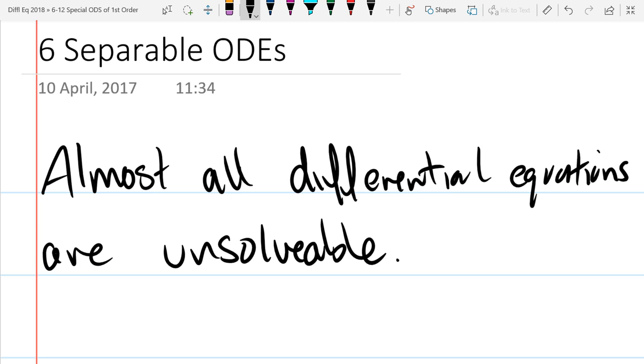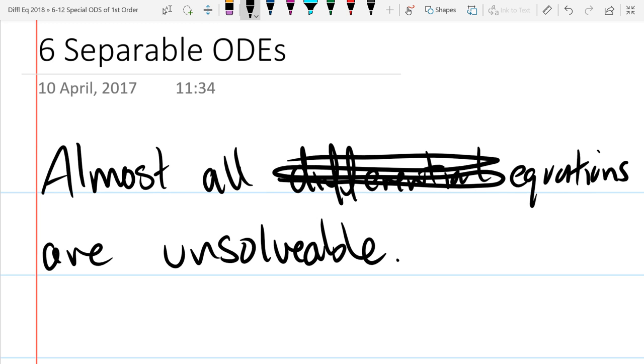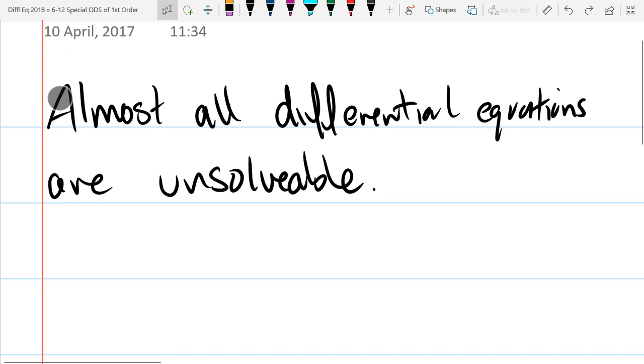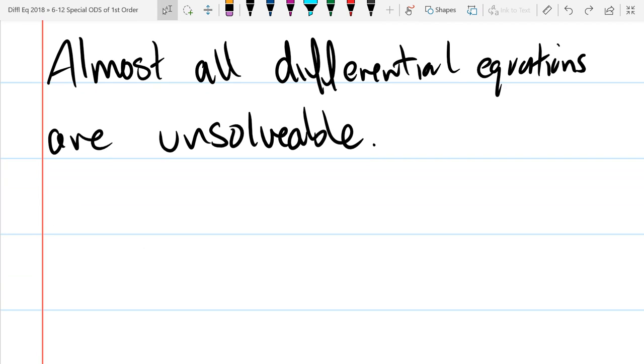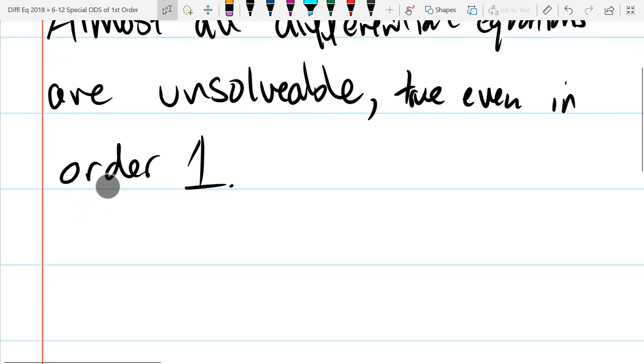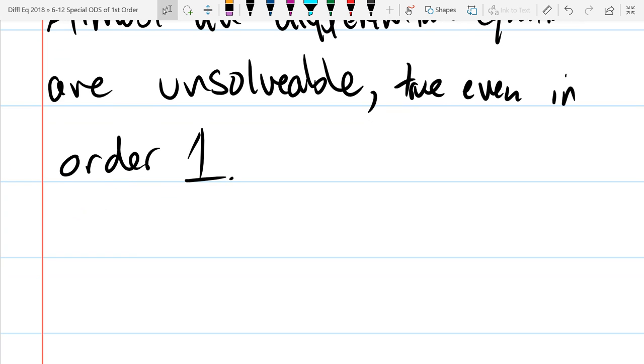Almost all differential equations are unsolvable. Don't worry, it actually gets worse. If you look in general, almost all equations are not solvable. We just happen, as professors, to give you easy questions that are solvable. So we pick from the arbitrarily large set of differential equations ones that are solvable and give them to you. This is true even in order one, where you just have a single derivative. And even if you find a solution, it may not work.